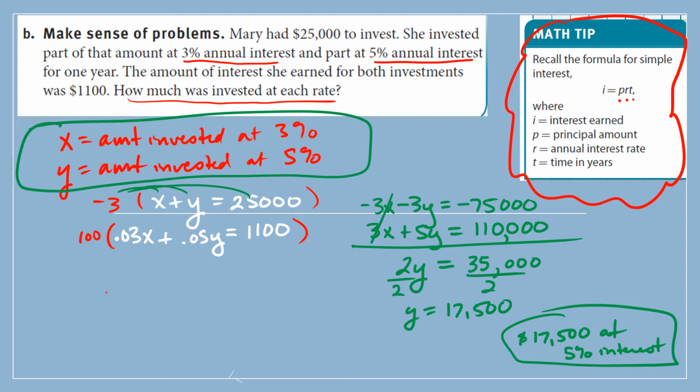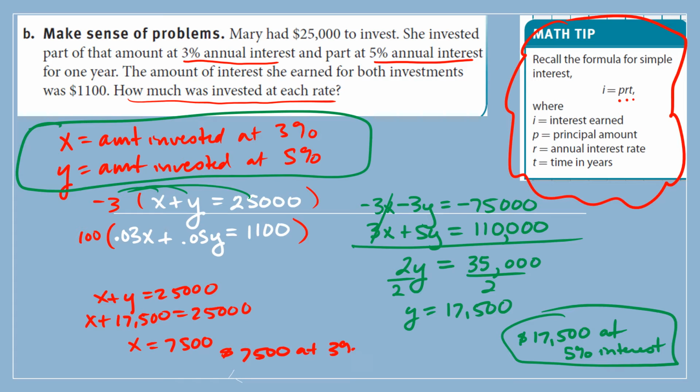So the easiest way is x plus y equals 25,000. So x plus 17,500 equals 25,000. So if I subtract 17,500 from both sides, then I'm going to get x equals 7,500. So $7,500 at 3% annual interest. And you can plug them in, and if you add those, if you do principal times rate times time, you're going to get the 1,100 total that she had earned.